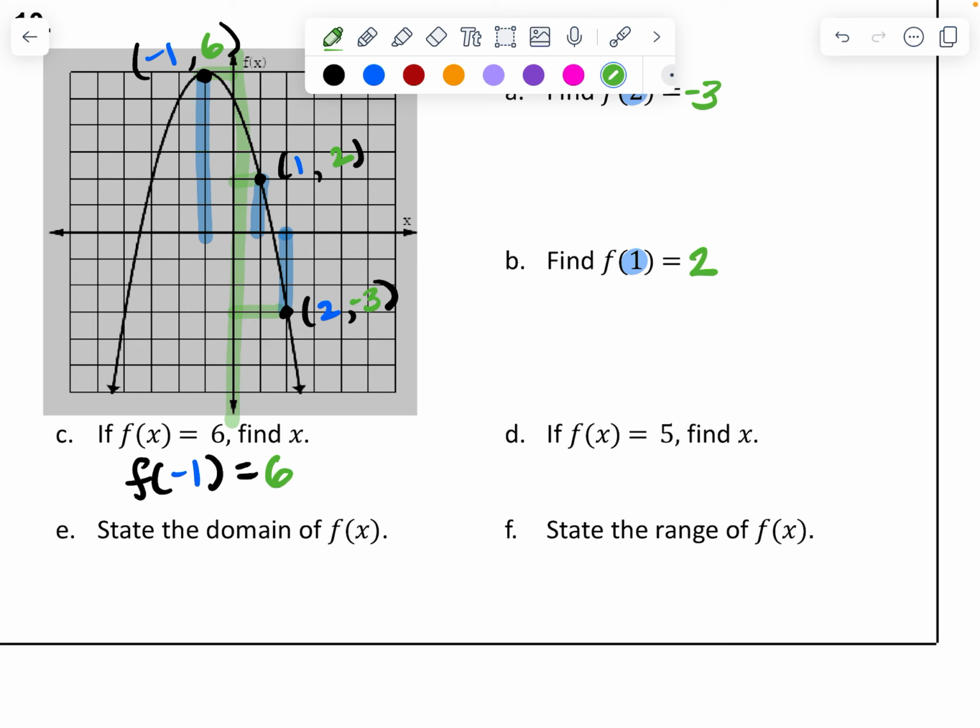If f of x equals 5, that would be here, and actually it crosses twice. So we have 2 points where y equals 5. Here and here. So this is negative 3, 5. And over here is negative 1, 5.